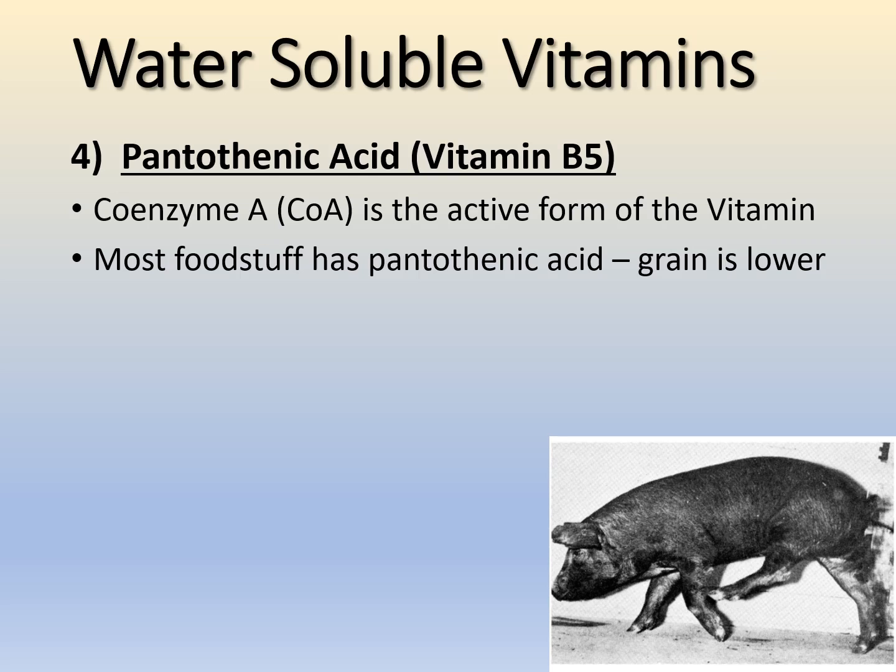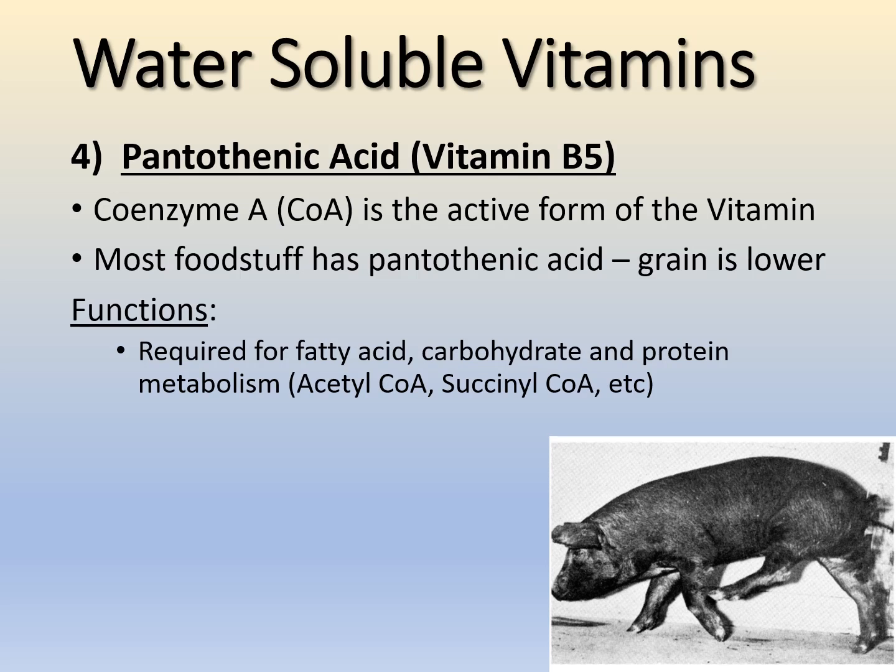So our next B vitamin is pantothenic acid. Now the active form of this vitamin is coenzyme A, and most foodstuff has pantothenic acid. We do see it a little bit lower in grain, just like we talked about niacin being a little lower in grain. But essentially, it's required for a lot of metabolism.